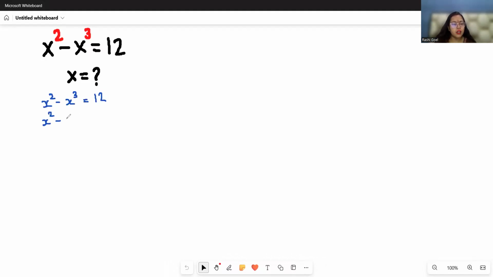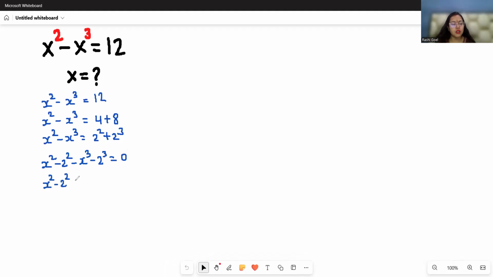So I can write this 12 as 4 plus 8. Now this 4 and 8 I can write it as 2 square plus 2 cube. Now take all the terms together, so it becomes x square minus 2 square minus x cube minus 2 cube equals 0. So I can write this as x square minus 2 square minus x cube plus 2 cube equals 0.